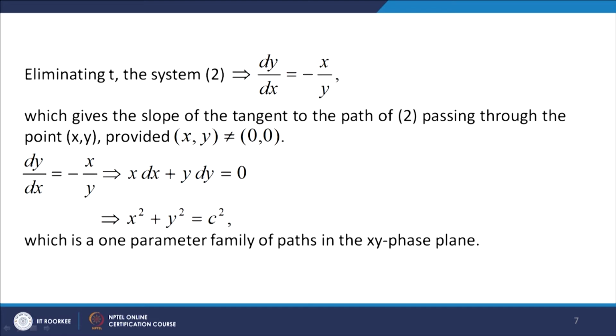Now, dy over dx equal to minus x over y gives you x dx plus y dy equal to 0. When we integrate this equation, we get x square plus y square equal to c square, where c is a parameter. So, it is a one parameter family of paths in the x y plane, and we see that it describes a circle with center at (0, 0) and radius c.